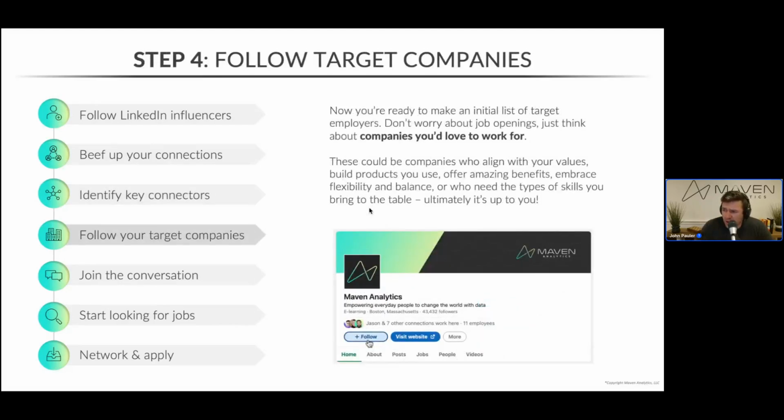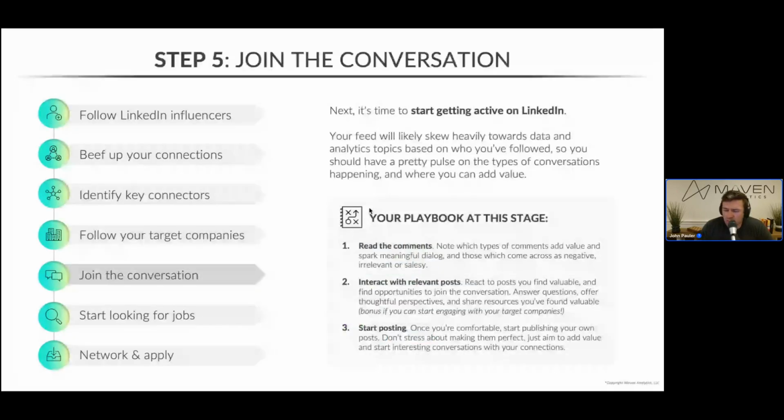Follow your target company. So if you're interested in Maven Analytics, jump into LinkedIn and follow us. You'll see what we talk about. You'll see if there's ever any jobs open.